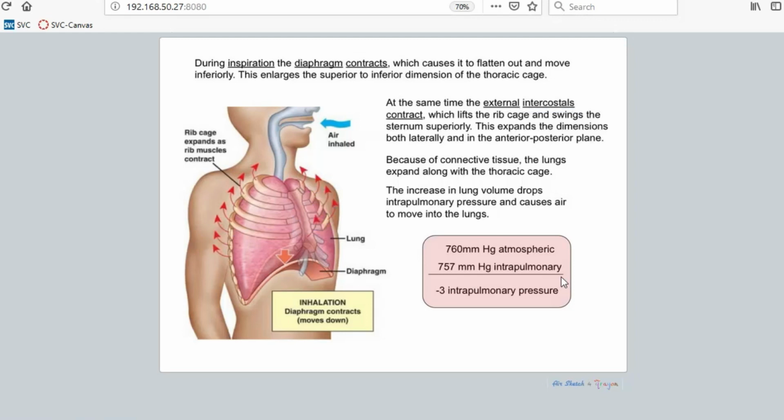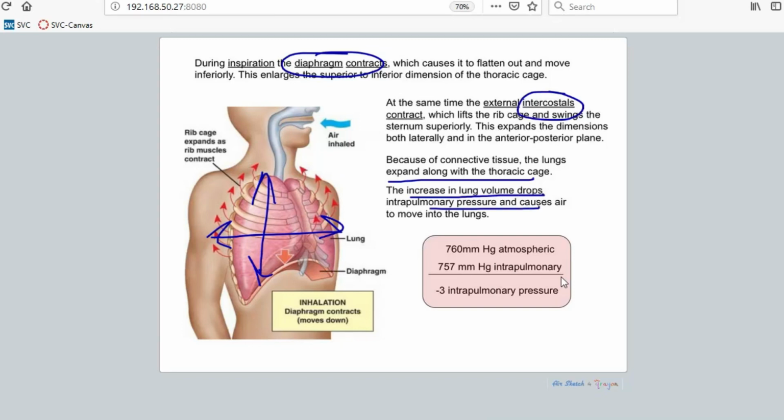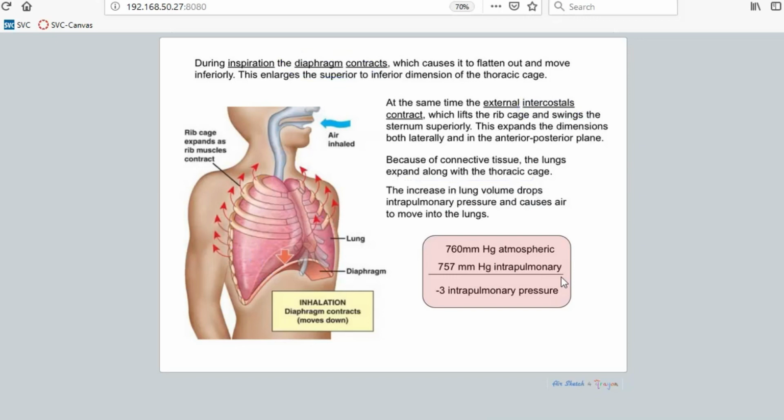With both of these respiratory muscles, though, essentially what we're doing when the diaphragm contracts and when the intercostals contract is we're increasing the dimensions of the thoracic cage. And when the thoracic cage expands, the lungs expand along with it. And when the lungs expand, that increases the volume, and that drops the pressure inside the lungs and causes air to move inside. So let's go through that again.